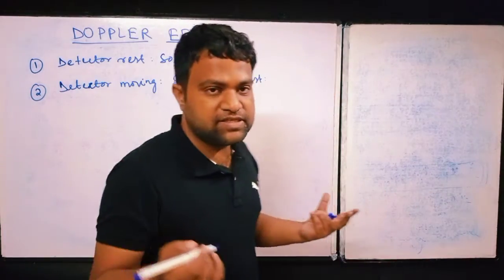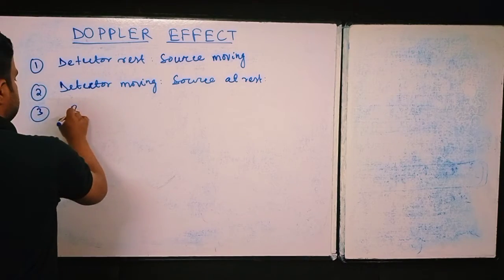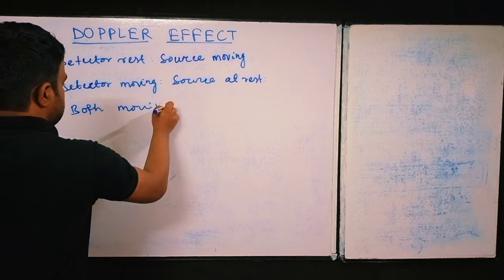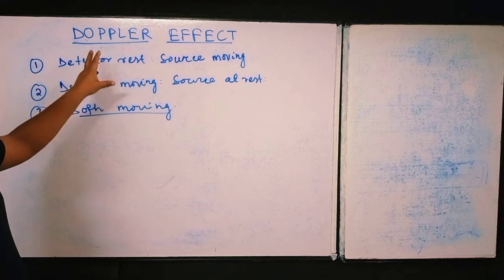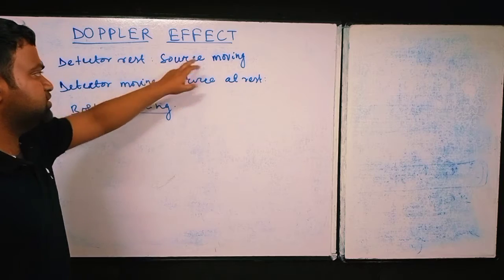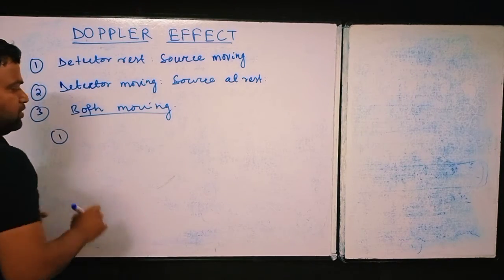Now the third case: maybe both are moving, with different speeds. So let us discuss these three cases one by one. The first case is detector at rest, source moving. So let us discuss the first case.